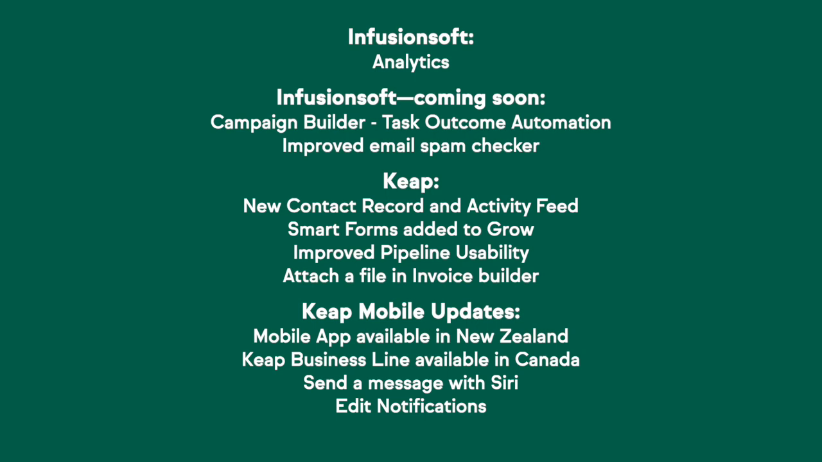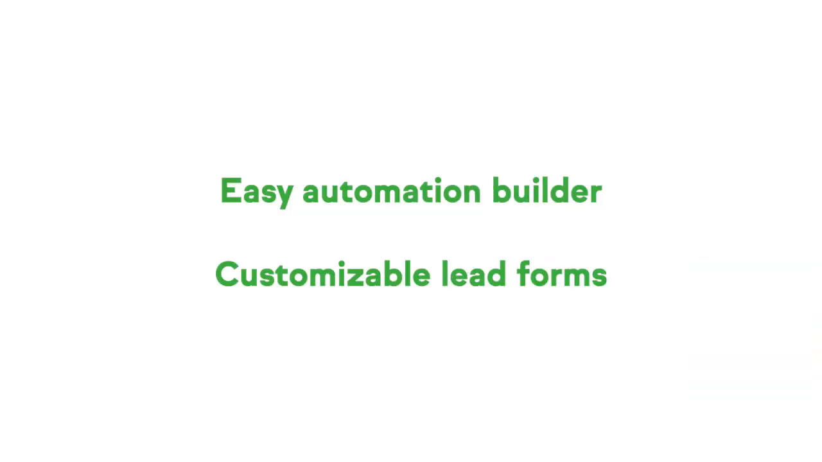That's it for this month's release report. Here's a quick recap of all the new features and upgrades we released in July. Stay tuned next month because we have a lot of big features coming to Infusionsoft and Keap. In Keap, we have the new Easy Automation Builder launching and customized lead forms.